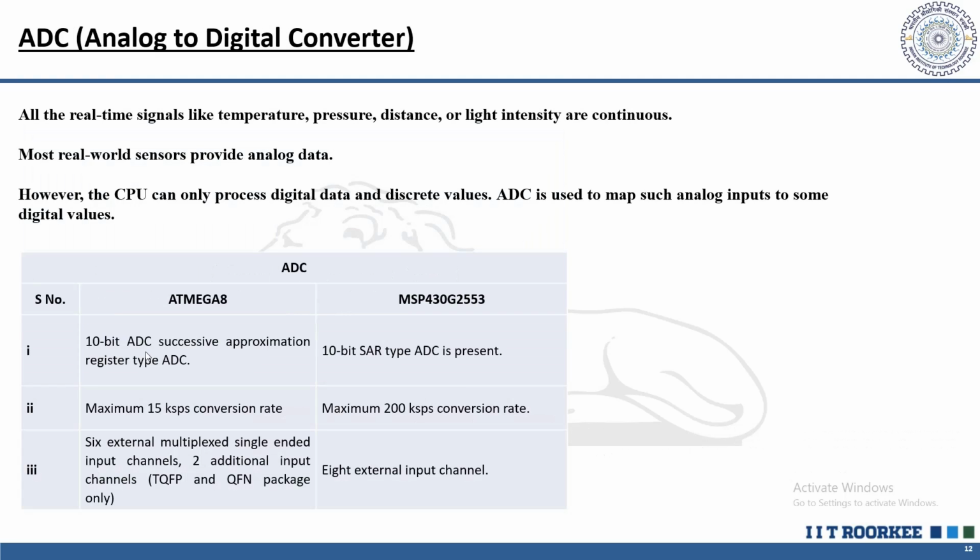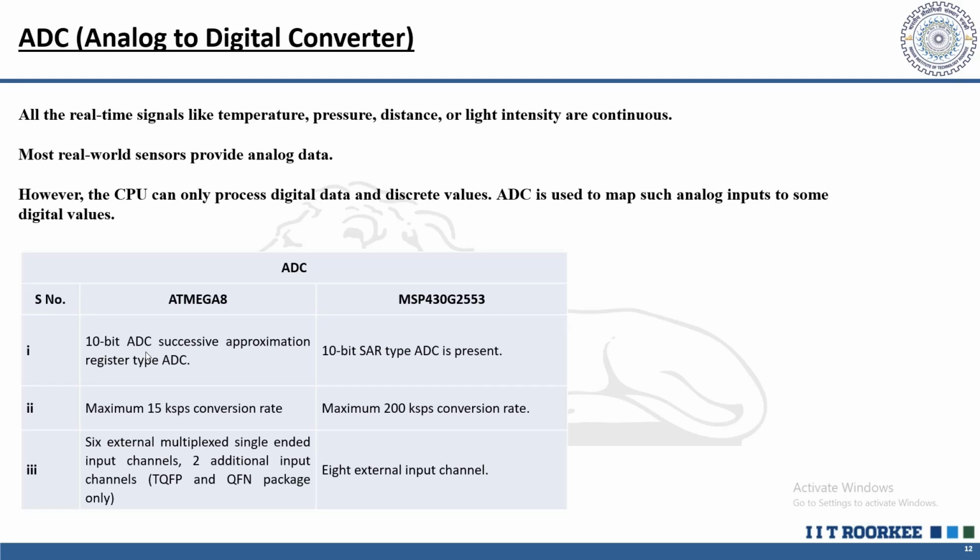Now ADC is analog to digital converter. Mainly all types of sensors which we see are analog in nature. That is, they provide a continuous value ranging from 0 to a certain value. But our microcontroller can only understand the digital values 0 and 1. That's why an analog to digital converter is required. So this is the comparison of the ADC of these two.